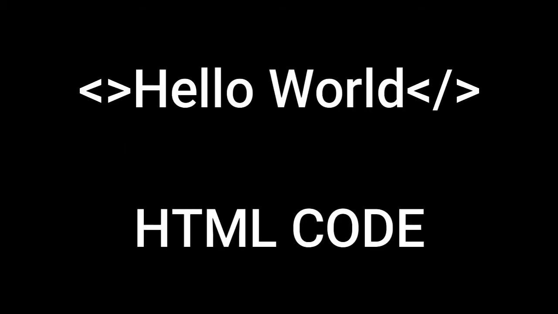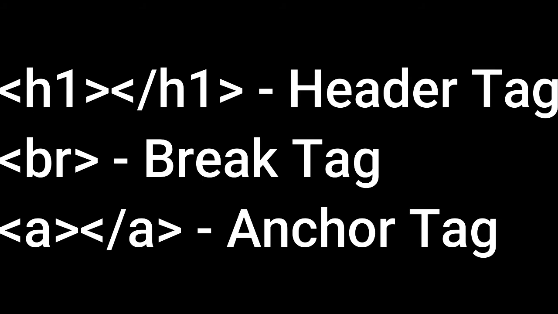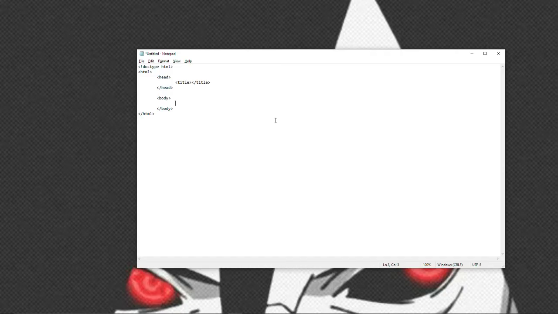Tags are used to write HTML code. Remember, tags are used to write HTML code. If we didn't have tags, we wouldn't be able to differentiate between HTML code and normal English language. Now, there are different types of tags in HTML, but you mostly need to know a few. For example, this is a header tag. It is used to write a heading. Now, let's write a hello world heading using the header tag.